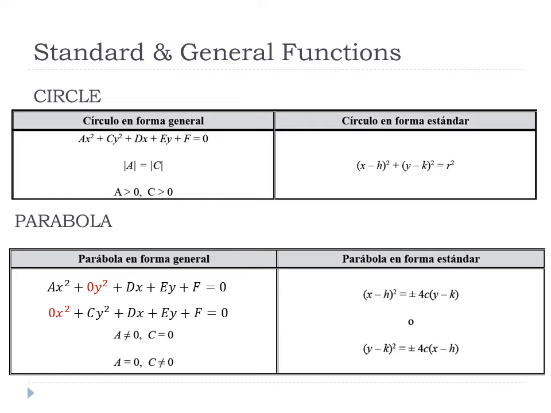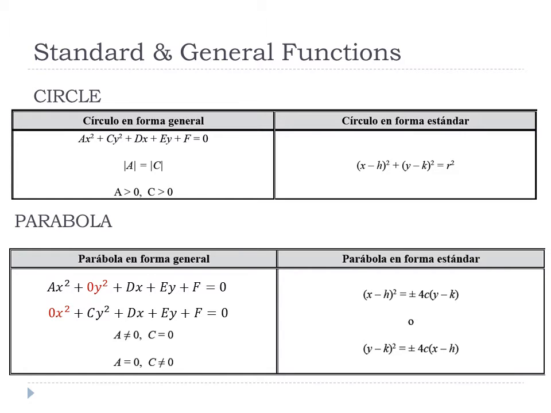Basically what it's telling you is that if you have one of the squared terms different than 0 and the other term equal to 0, so for example A different to 0 and C equal to 0, then you have a parabola. Or the other thing that can happen is that A is equal to 0 and C is different than 0. Therefore, you're going to get a parabola.